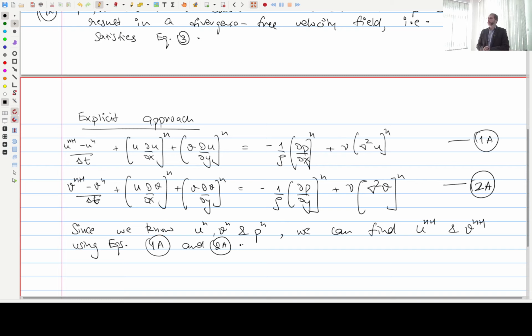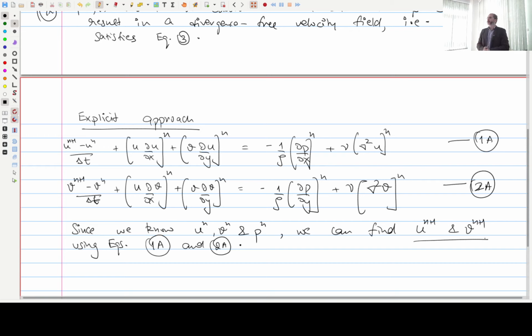But there is a problem. Can you guess the problem? Pn is known. Pn is known from the previous time. There is a problem with the solution that we have just found out, u^(n+1) and v^(n+1). They will have some problem. Can you identify that problem? Exactly. That may not satisfy continuity.